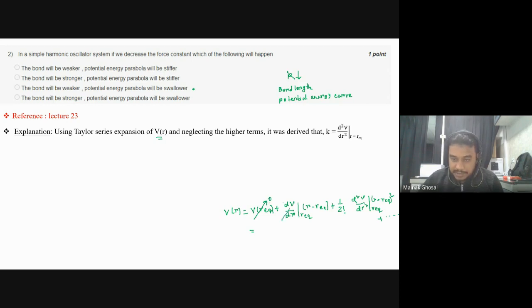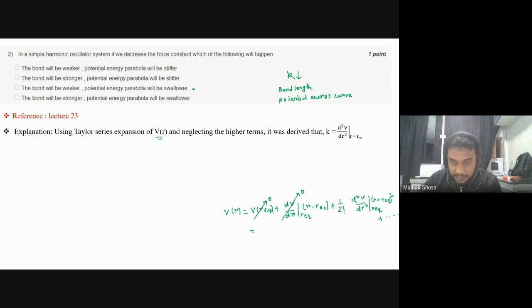And also this term is 0, because at r equilibrium you need to find the value of dV by dr. You know at r equilibrium the potential energy will have a minimum, and for a minimum the first derivative will be 0. So this term is also 0.